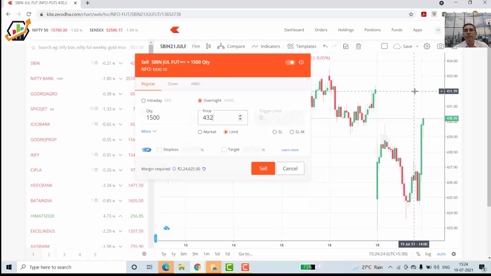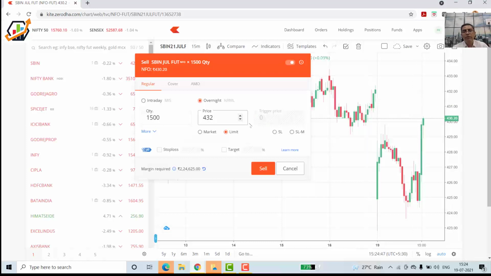Now if you have shorted the market and the price starts falling from there, you will actually be in profit. If the price starts going up from there, you will be in loss, which is a normal scenario which everyone knows. If you have bought and the price goes up, you make a profit. If you are in the selling position, that is if you are short, and the price goes up, you will be in loss. If you have sold and the price comes down, you will be in profit.